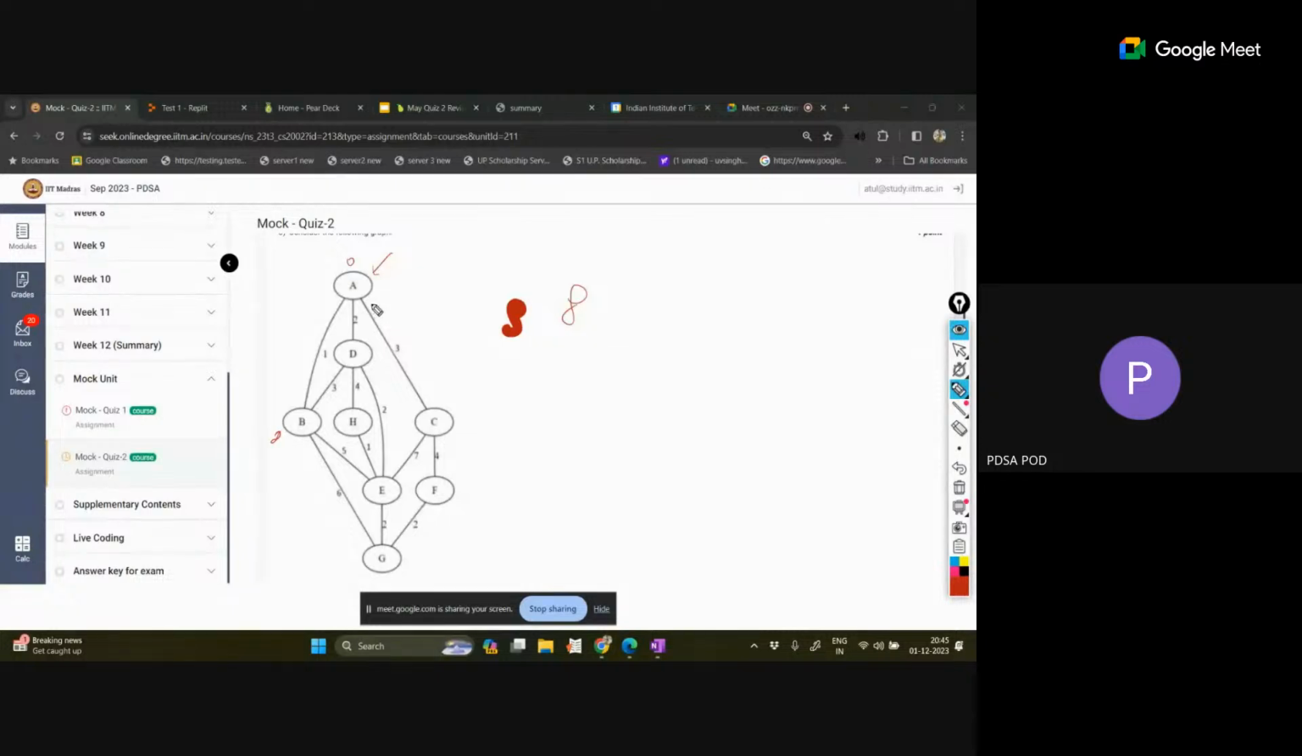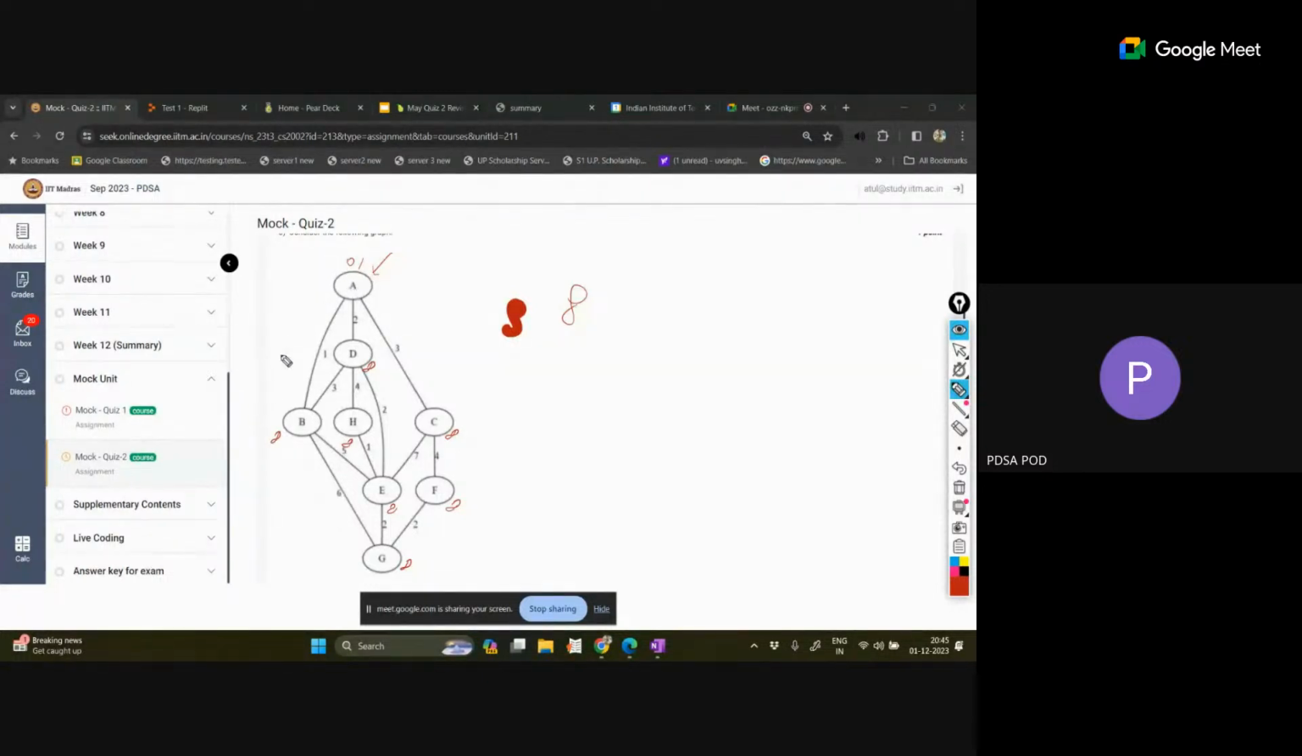Okay, and then we will repeat this process n times. How many nodes do we have? Suppose in this graph, in the first loop, this is 0 and the remaining are infinite initially. Okay, so we will start the process of selection. First we will select A.